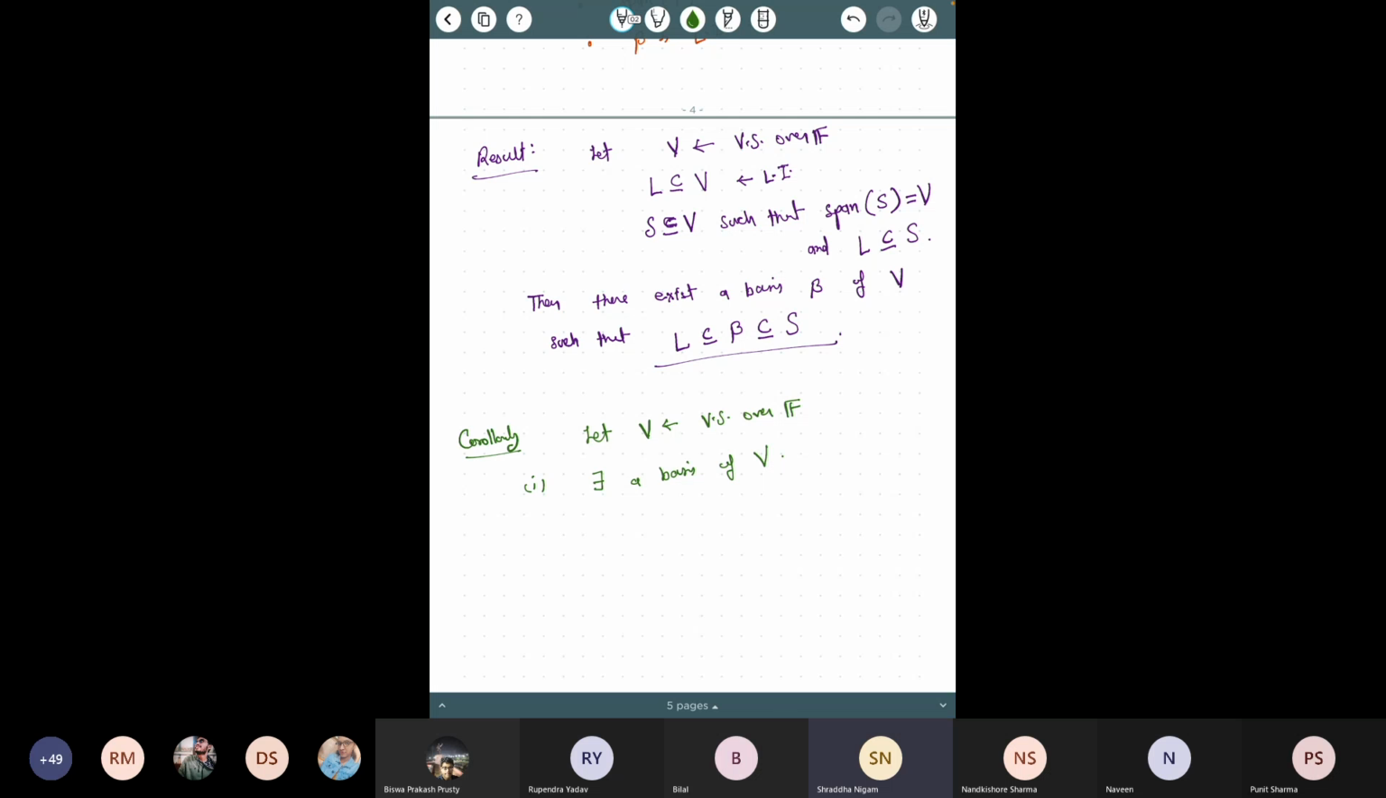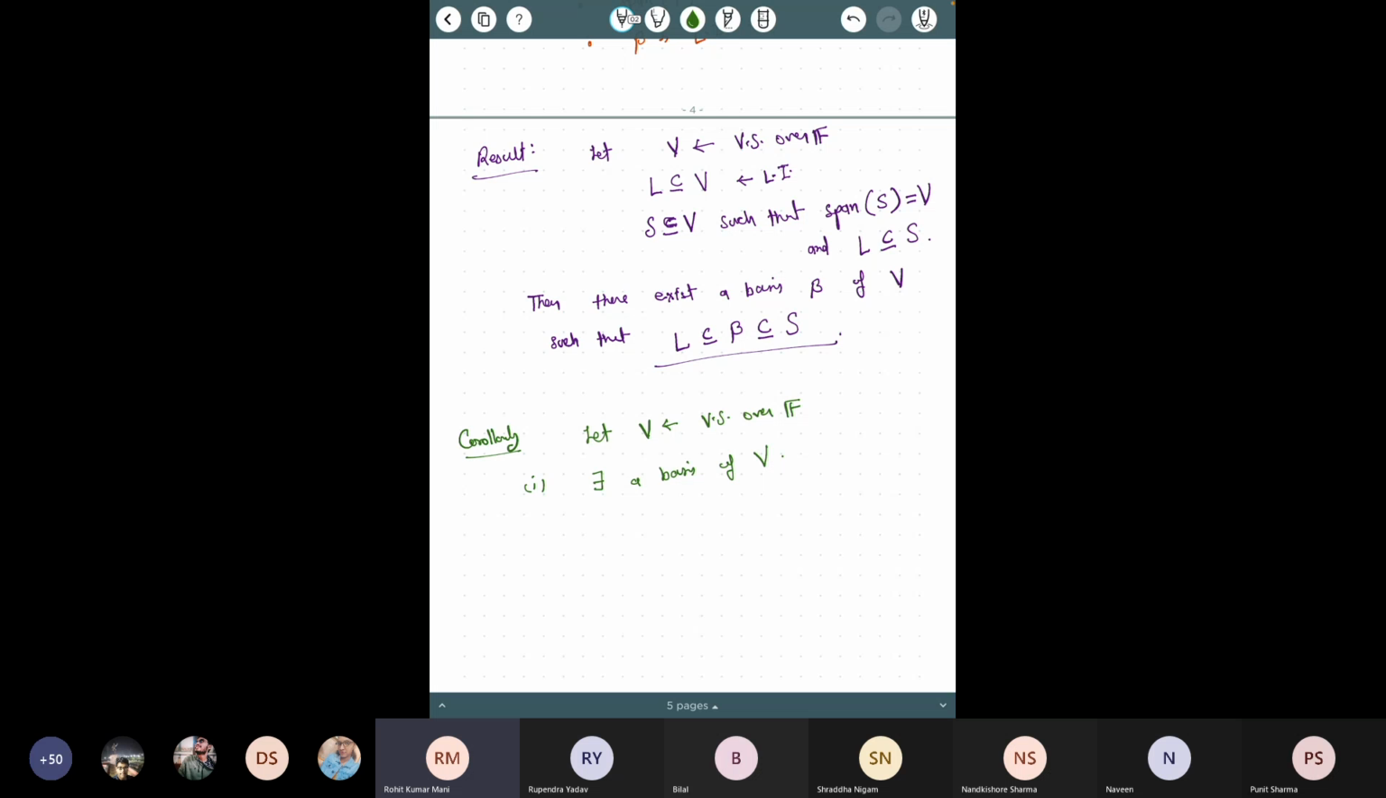So how many of you are agreeing with her? Sir, if the vector space V is going to be the zero vector space, then that will also be true. Yes, because we know that span of the empty set phi is equal to zero. Sir, phi, the empty set, is linearly independent, because if there is no vector, then by definition it is linearly independent.